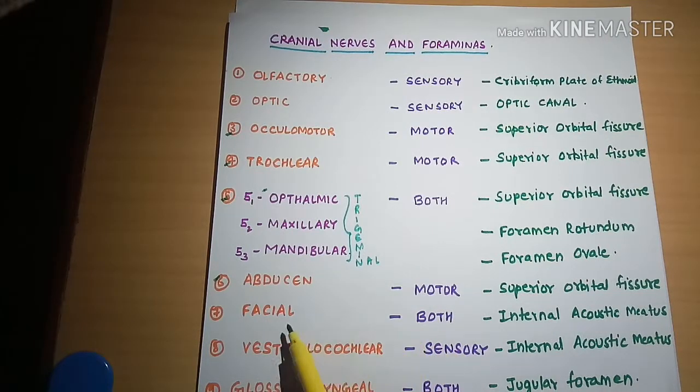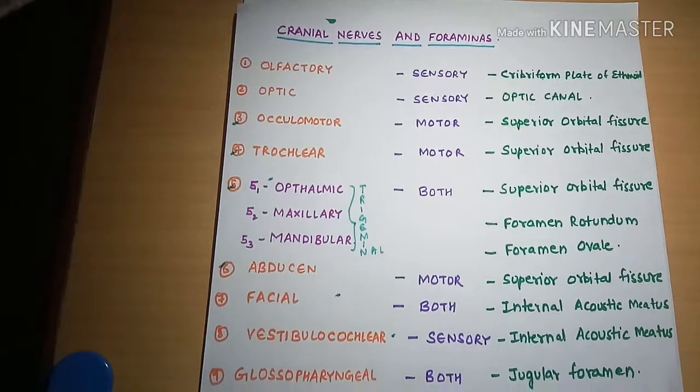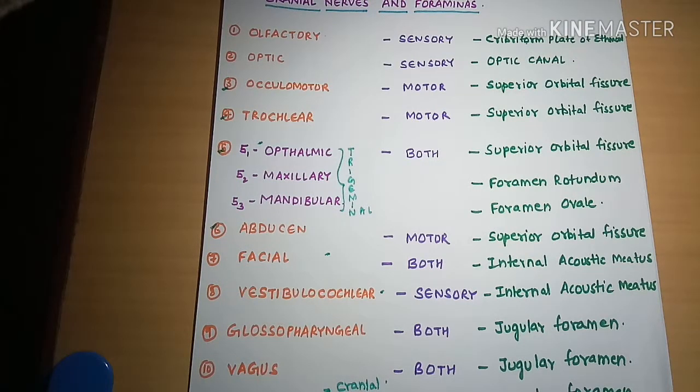The seventh cranial nerve is the facial nerve. It is both sensory and motor, and it passes through the internal acoustic meatus. The eighth is the vestibulocochlear nerve, a sensory nerve, which also passes through the internal acoustic meatus. So the facial nerve and the vestibulocochlear nerve both pass through the internal acoustic meatus, which is present in the posterior cranial fossa.